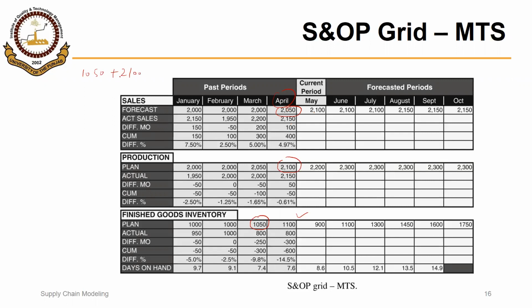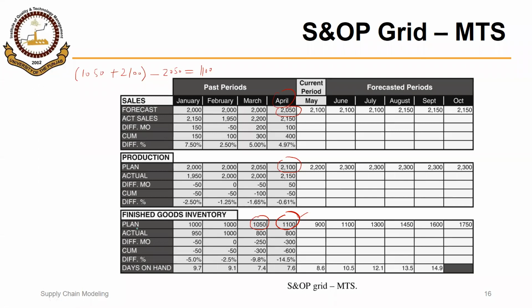So that is something that you plan to have on hand. So previous inventory plus production. So this is something that you plan to have, minus 2050, which is something that you plan to deliver. So that will be equal to 1100. So that is the planned finished good inventory for the month of April.